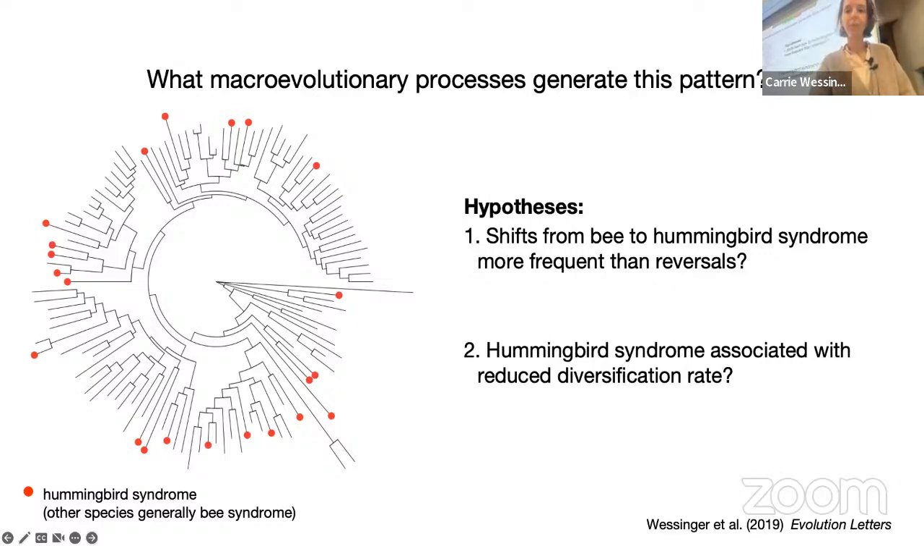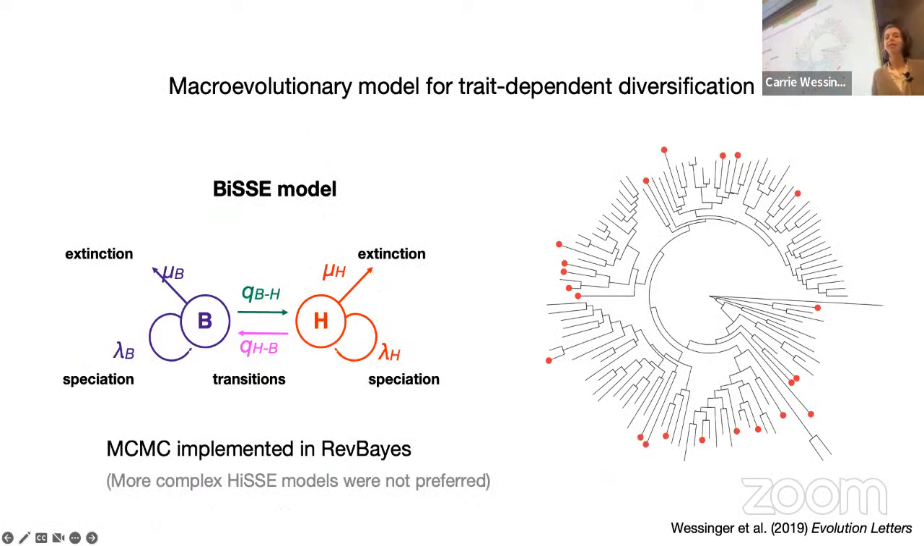So we explored these hypotheses using the BiSSE model of trait-dependent diversification. So this model jointly models the tree and binary character data. So in our case, bee versus hummingbird pollination, and it fits 6 macroevolutionary rate parameters. So these are speciation and extinction rates associated with each of the 2 character states, as well as the rates of transitioning between these.